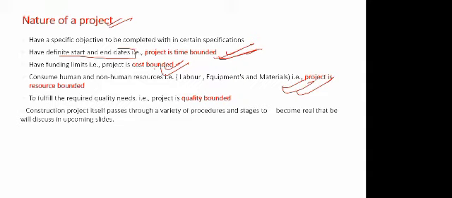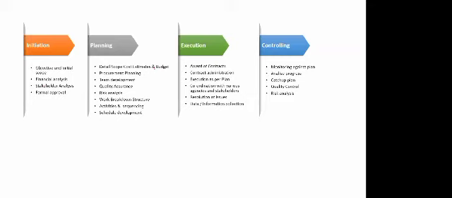So that was the nature of a project. If you talk about the stages, then you have initiation, planning, execution, and controlling. And what happens in the initiation stage: you just describe the objective and the initial scope.